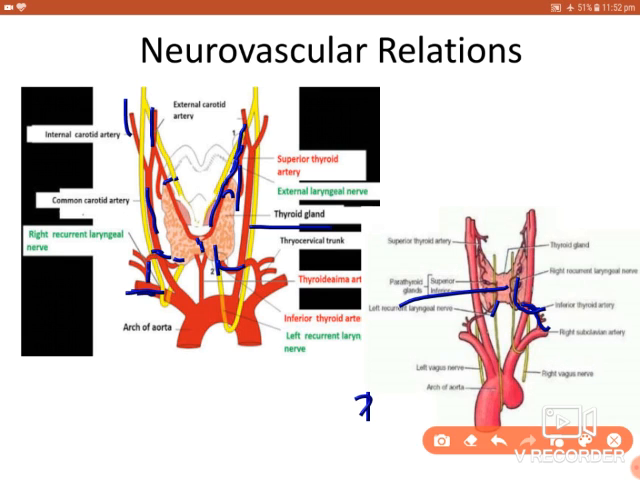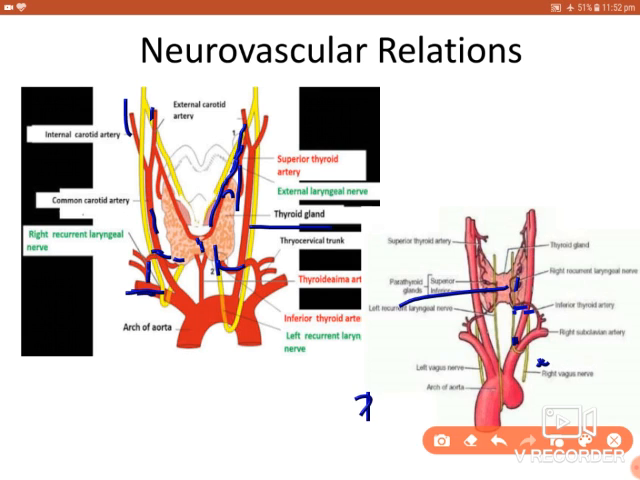Okay. Along with this artery, one nerve is also there. From the vagus, which hooks around the subclavian and the arch of aorta, this nerve here is the recurrent laryngeal nerve. So this recurrent laryngeal nerve and the inferior thyroid artery closely relate at the base. Okay, it closely relates.